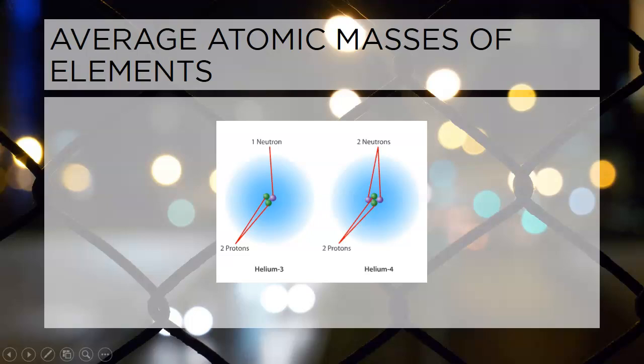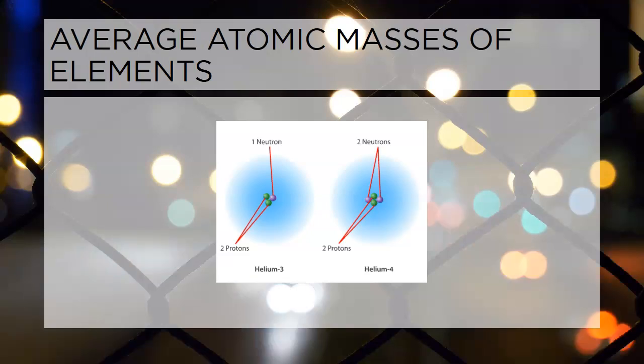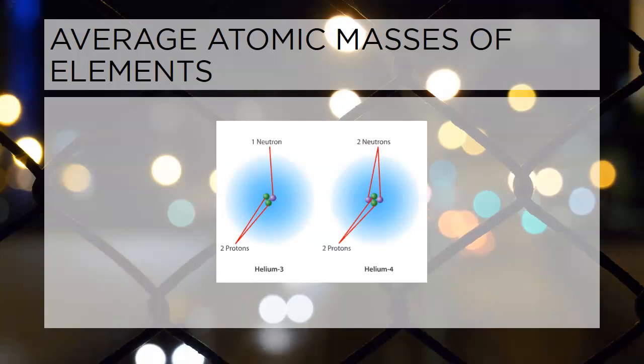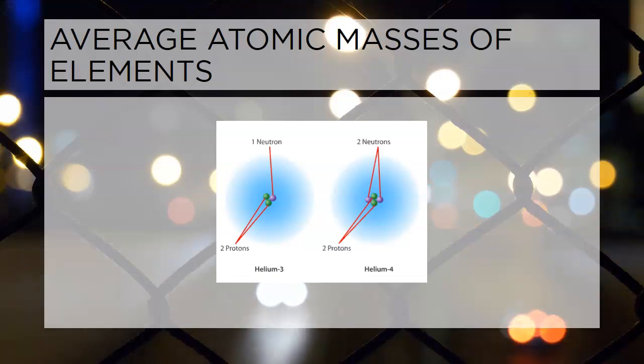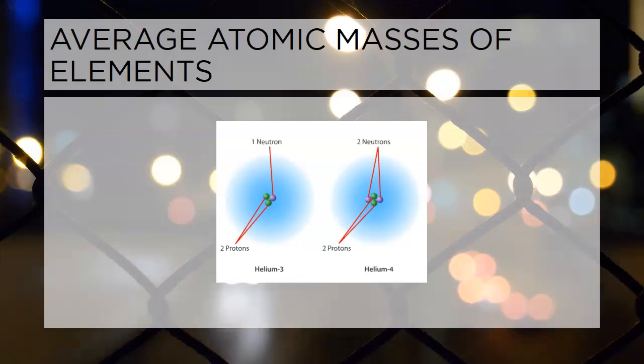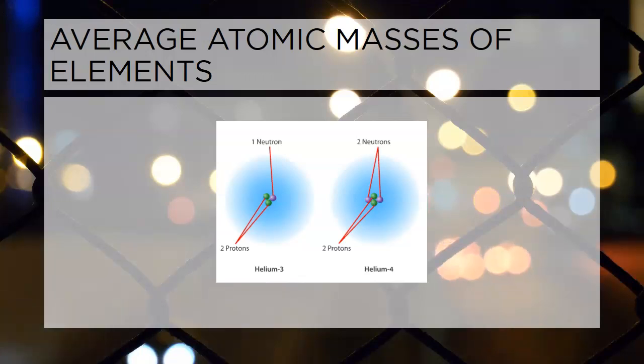So let's talk about average atomic masses. These are two isotopes of helium. In the one on the left, it's helium-3, meaning that because helium has two protons, it has to have one neutron. The one on the right has two neutrons because, again, helium has two protons. So if it's helium-4, 4 minus 2 is 2. Those are two examples of isotopes of helium.